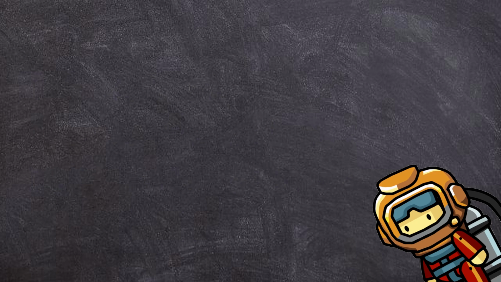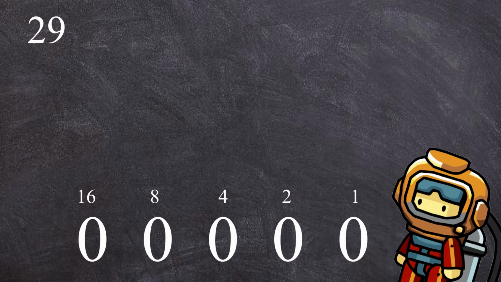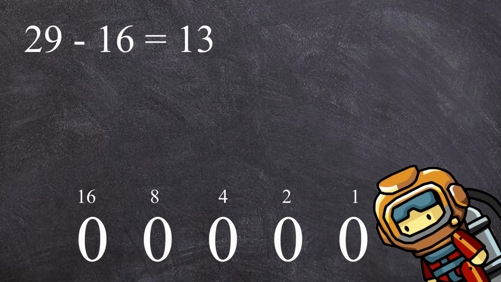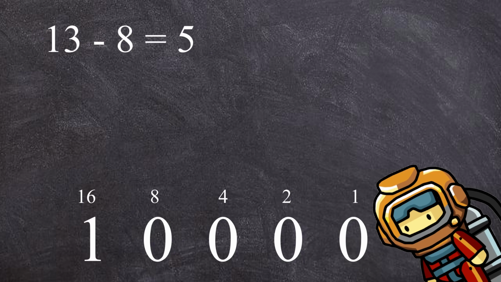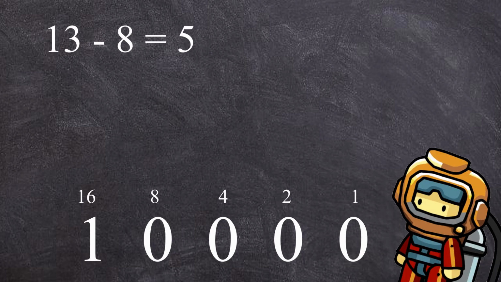Let's do an example number together with 29. The closest power of 2 to 29 is 16. 29 minus 16 gives you 13. Now make the 16 slot a 1, and the next closest number is 8. 13 minus 8 gives you 5.